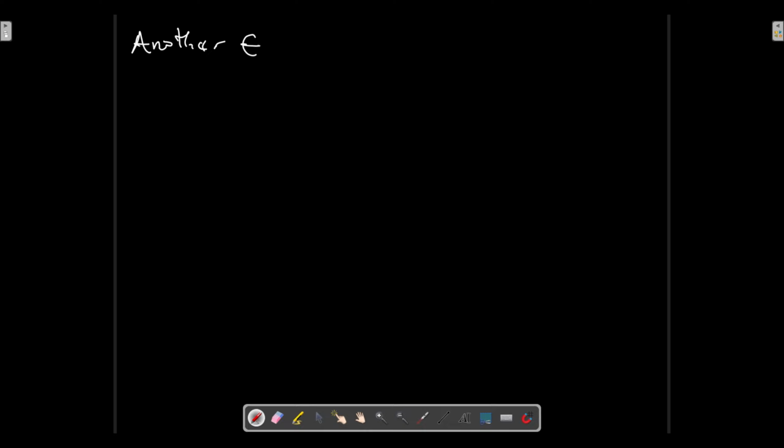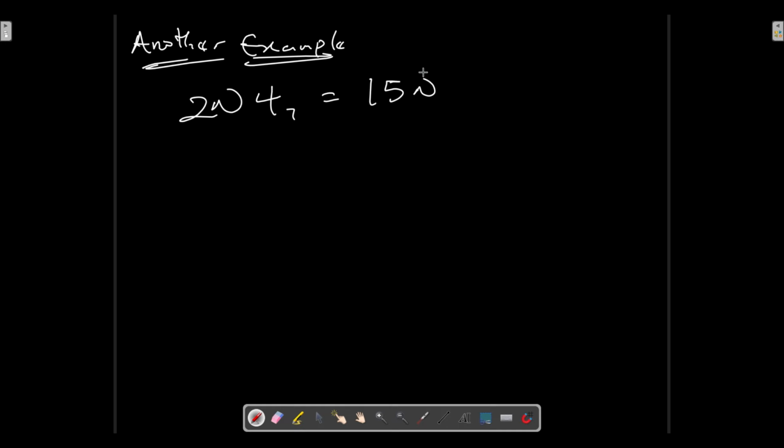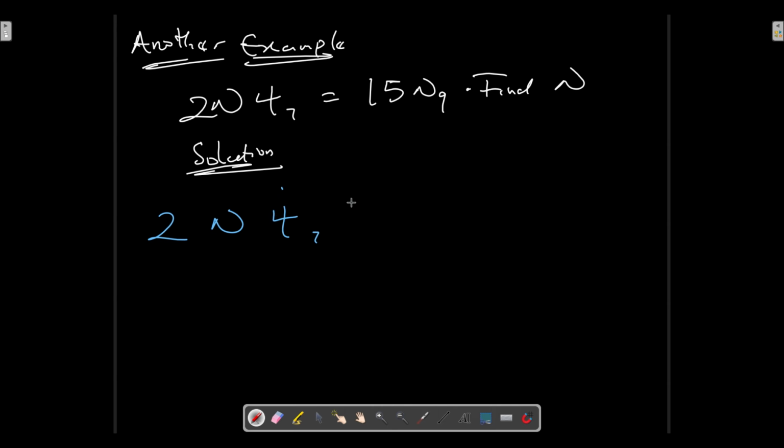Another example. We have 2 n 4 base 7 is equal to 1 5 n base 9. We have to find the value of n. As I said, the best way to go about it is to try to convert the two of them to base 10. I'm going to say 2 n 4 base 7 is equal to 1 5 n base 9, with place values 0, 1, 2 and 0, 1, 2. We already know the drill.